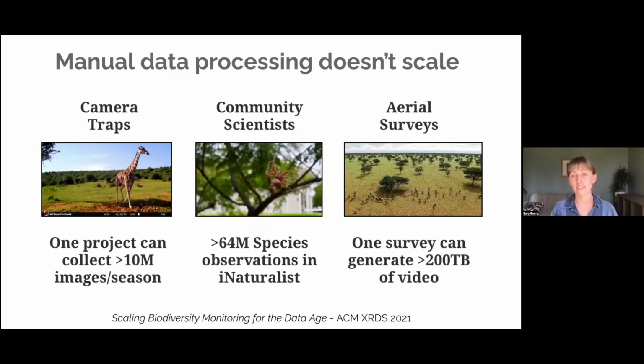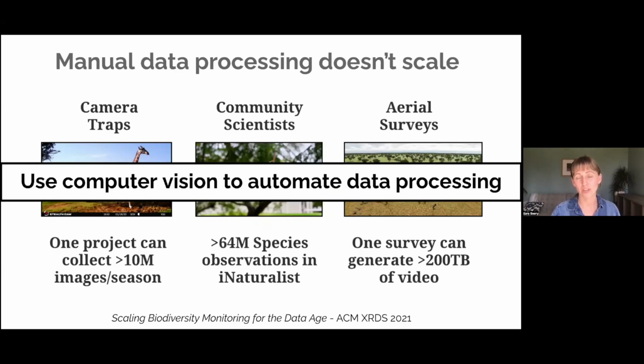Community scientists have collected over 64 million species observations in iNaturalist, and a single aerial survey, for example, a low-flying aircraft survey, like the one they're currently undertaking in Kenya and Tanzania to build the largest population census of the elephant population that has been seen. One of those flights can generate over 200 terabytes of video. So I posit that we actually need computer vision to help automate this data processing, to be able to keep up and to be able to scale up to the entire taxonomic tree and the globe when we want to monitor what's going on on Earth.